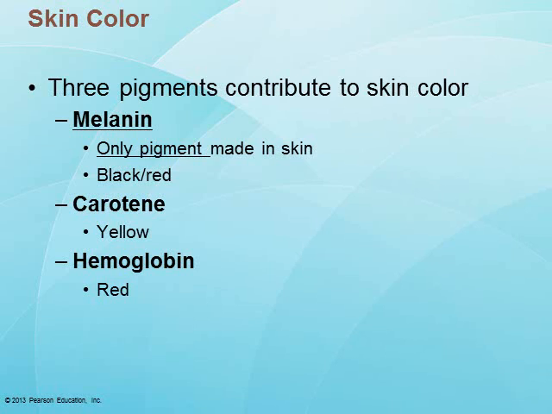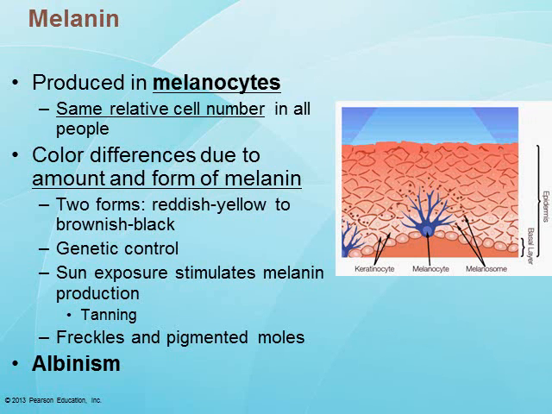Hemoglobin, hemo for blood. Hemoglobin is a very important protein inside your blood cells that carries oxygen around your body, and that gives you a pinkish or red color of your skin. Okay, so those are the three different pigments that give you your skin color. The first one is melanin. Melanin is the most important in determining your skin color because it's the darkest one.